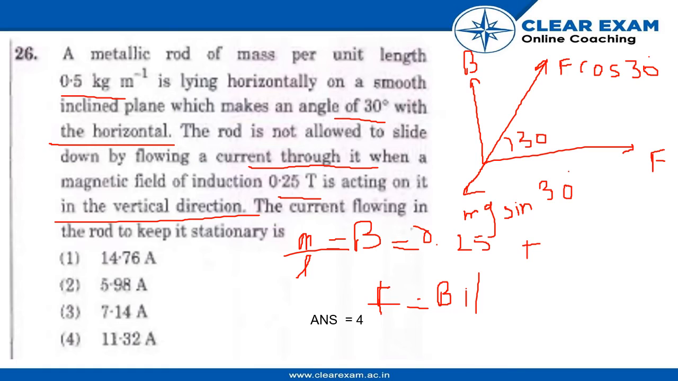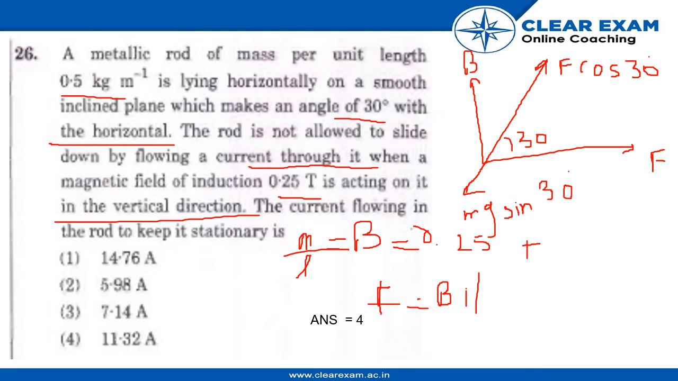That is our F cos 30. Sorry, F cos 30 balances mg sin theta, as you can see in the figure I have drawn. Now we have to multiply both sides with cos 30. We transpose the IL to the F side, and we compare with M by L, and F by IL. Then we get BIL cos 30 equals mg sin theta.